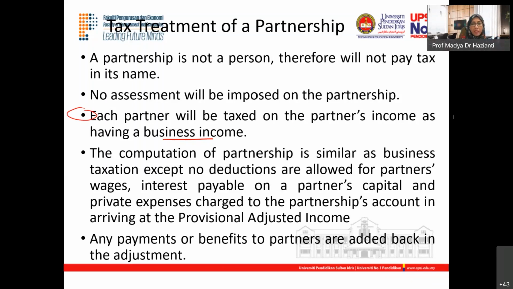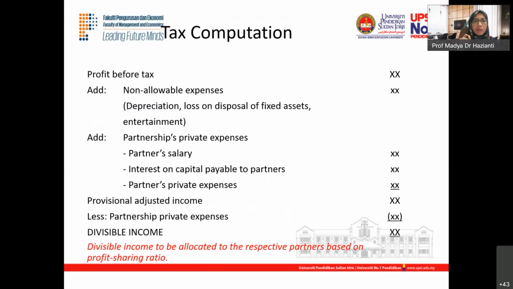So the computation of partnership is similar as business taxation, except no deduction are allowed for partners' wages, interest payable on a partner's capital account, partner's capital and private expenses charged to the partnership account in arriving at the provisional adjusted income. So tak ada deduction, no deduction. Kalau kita buat business ada deduction kan untuk interest lah, kalau ambil loan untuk salary tapi untuk partnership tak ada. So any payments or benefits to the partners are added back in the adjustment. So kena tengok ada the flow of partnership ni dia lain sikit dengan apa yang kita buat sebelum ni. So this is the tax computation.